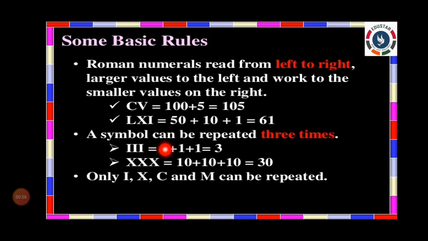Then a symbol can be repeated 3 times. Already you know about that. Example, III is equal to 1 plus 1 plus 1 equal to 3. Then XXX equal to 10 plus 10 plus 10 equal to 30. Only I, X, C and M can be repeated. That means 1, 10, 100, 1000 values can be repeated.